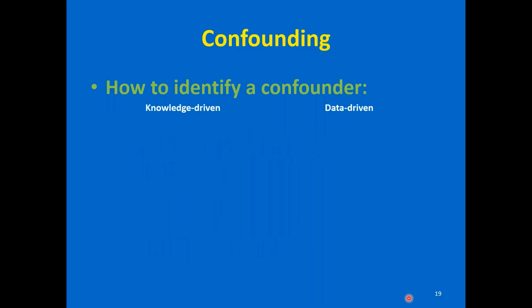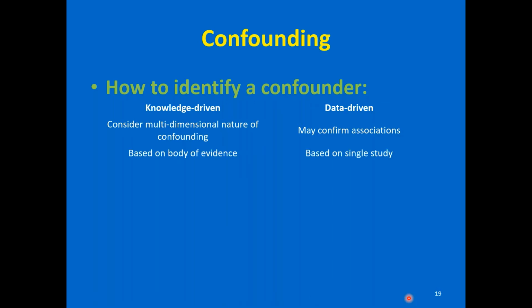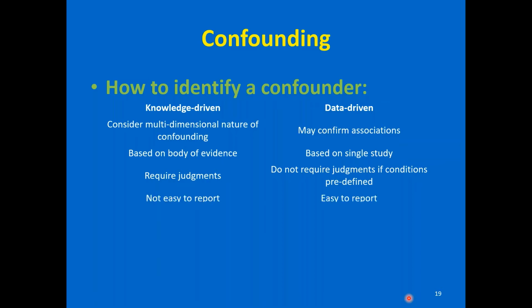So in comparing the knowledge-driven approach in identifying confounders, the knowledge-driven approach considers the multidimensional nature of confounding, and the data-driven approach may confirm association. The knowledge-driven approach is always based on the body of evidence that the clinician or the researcher knows, but the data-driven is what you see in your own analysis. The knowledge-driven approach requires your own judgment as a researcher, but the data-driven judgment is easy if conditions are predefined. The knowledge-driven approach is not easier to report, but the data-driven is easy to report.